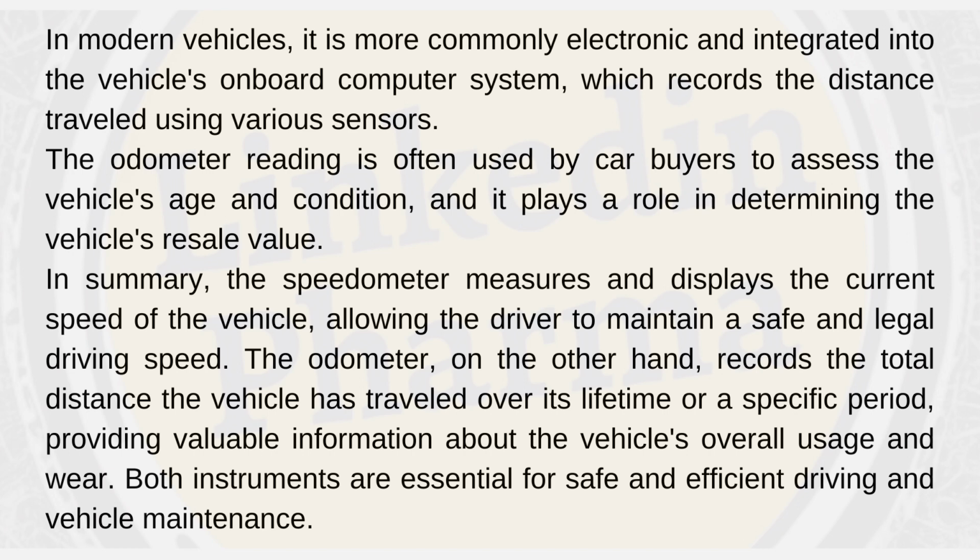In summary, the speedometer measures and displays the current speed of the vehicle, allowing the driver to maintain a safe and legal driving speed. The odometer, on the other hand, records the total distance the vehicle has traveled over its lifetime or a specific period, providing valuable information about the vehicle's overall usage and wear. Both instruments are essential for safe and efficient driving and vehicle maintenance.